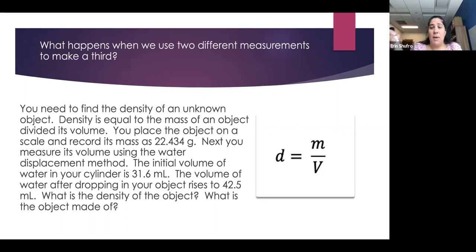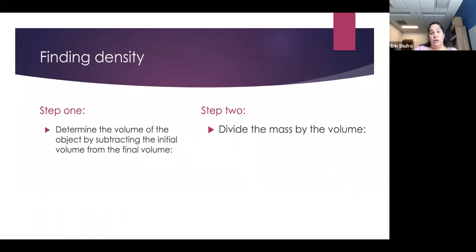So my most accurate method would be to take a beaker of water, measure the volume of the water, drop my object in, the water level will rise, and measure the final volume, right? Then take the final minus the initial, and that will give me the volume of my object. So again, to determine the volume of an object using the water displacement method, we subtract the initial volume from the final volume. Then once we have the volume, we can take the mass and divide by it. In the problem, I started with 31.6 milliliters. I ended with 42.5. So the volume of my marker is 10.9 milliliters.